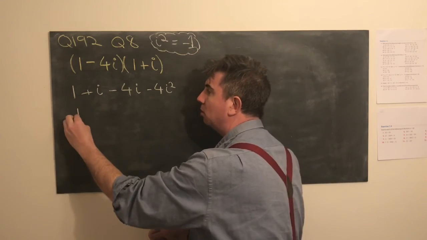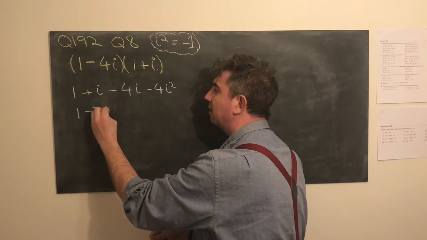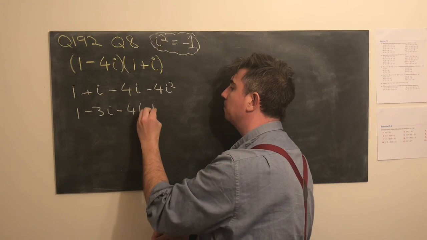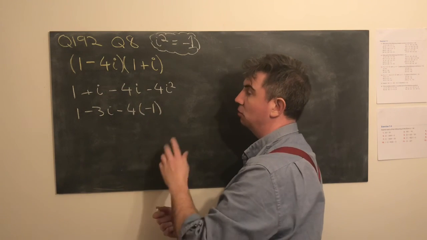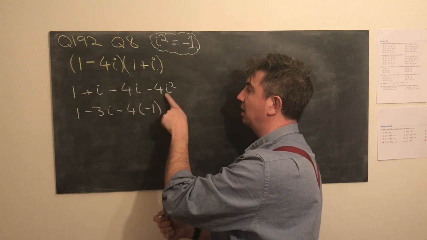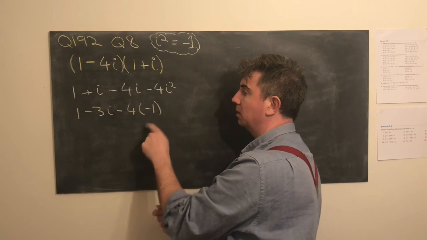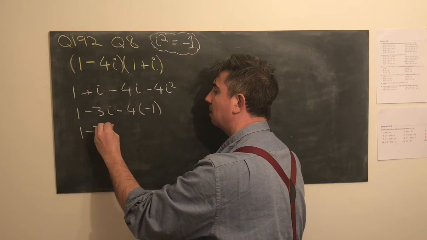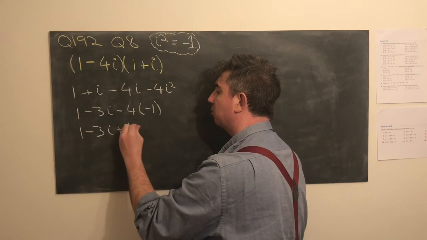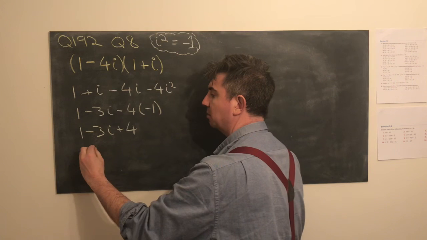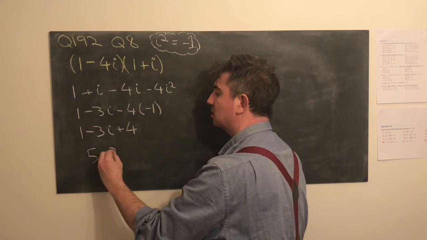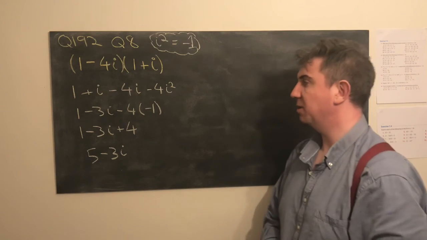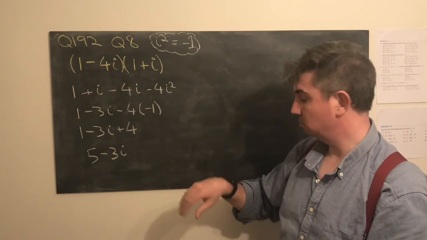I can do some simplifying here. I have 1 minus 3i minus 4 times minus 1. And it should be like second nature to you that this i squared just gets turned to minus 1. So we now have 1 minus 3i plus 4. So that's going to be 5 minus 3i. So that's page 192, question 8.